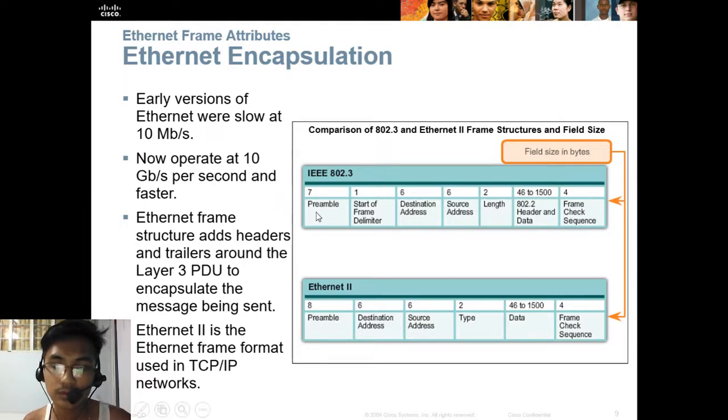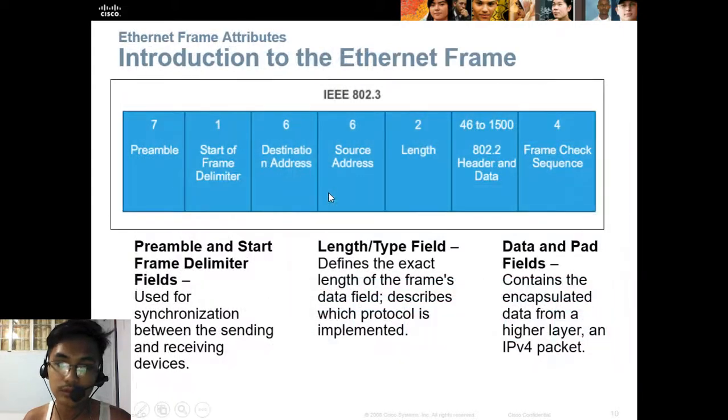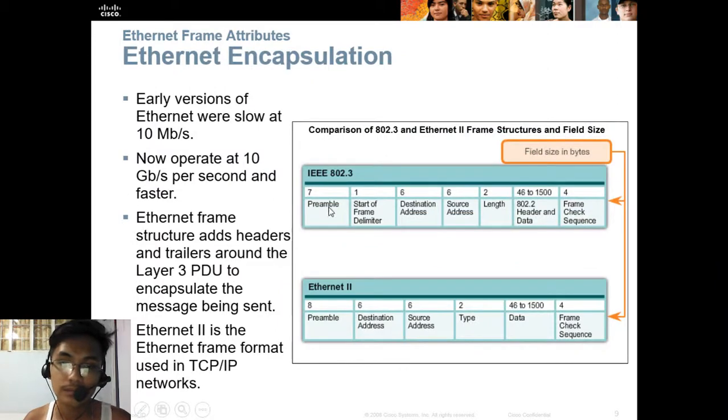The IEEE 802.3 is mostly the same as Ethernet II, but it still has different fields to follow. For the preamble in the IEEE 802.3, we have 7 bytes. Then the start of frame delimiter is 1, destination address 6, source address 6, length 2, data 46 to 1500, and then the frame check sequence.